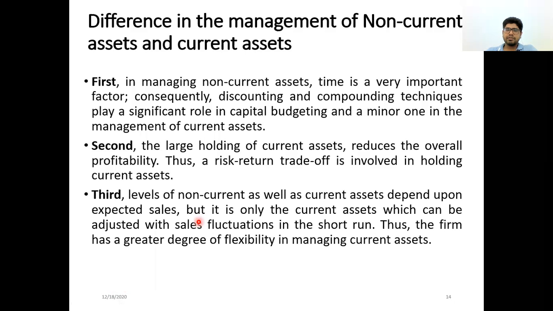And third, the level of non-current assets as well as current assets depends upon expected sales. But it is only the current assets which can be adjusted with sales fluctuation in the short run. Thus, firms have a great degree of flexibility in managing current assets. Right? Every month, it fluctuates. The level of inventory, cash, receivables, payables, everything fluctuates over the month. Within the period, there are many fluctuations, unlike non-current assets. So with non-current assets, we cannot observe frequent fluctuation.